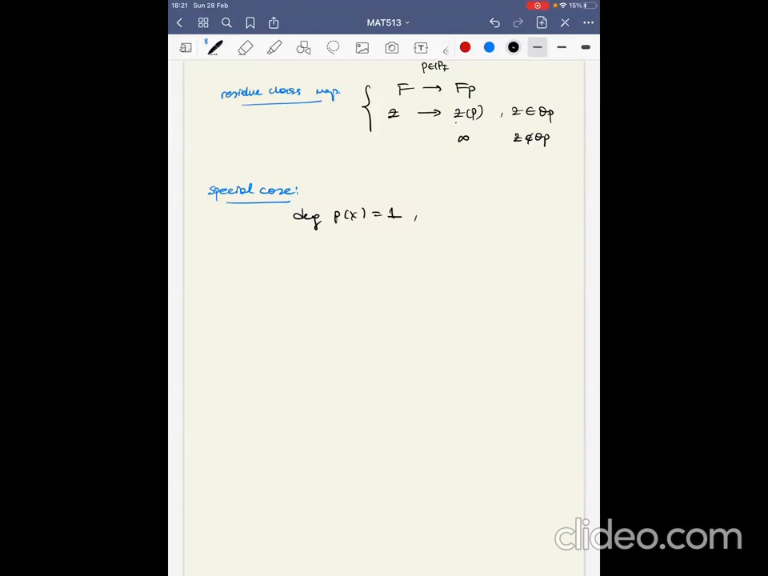Our claim is that if you consider a rational place, or in other words, a place generated by a linear polynomial x minus a, with a in K, then the residue class map will look like the point evaluation, in the sense we considered as motivation.